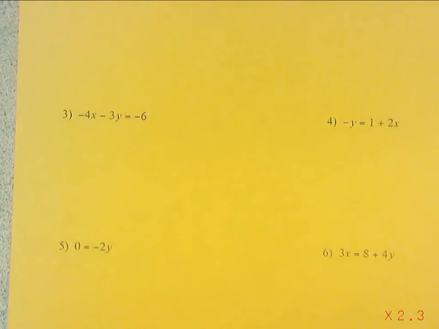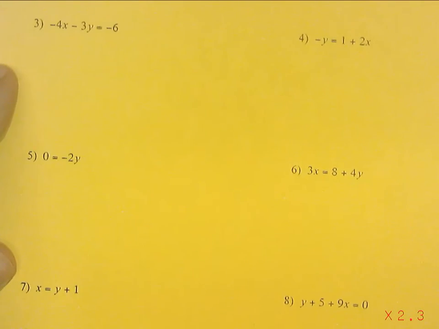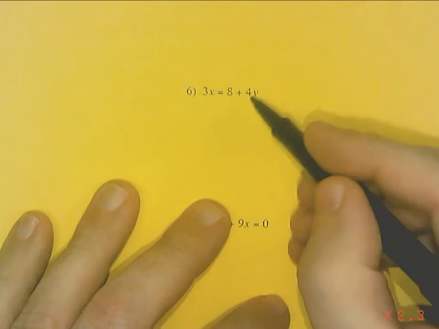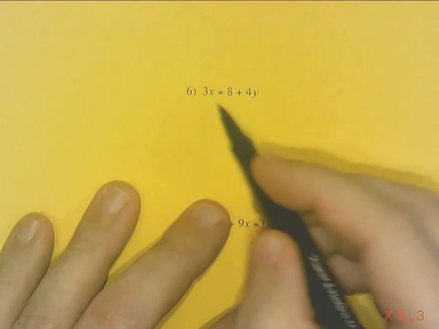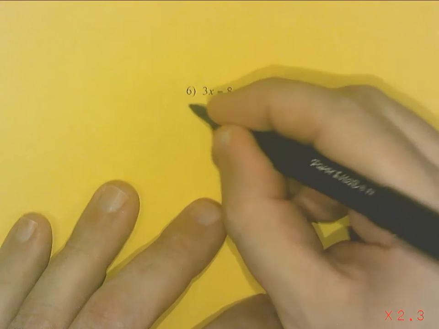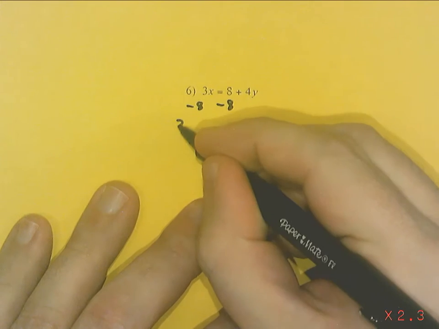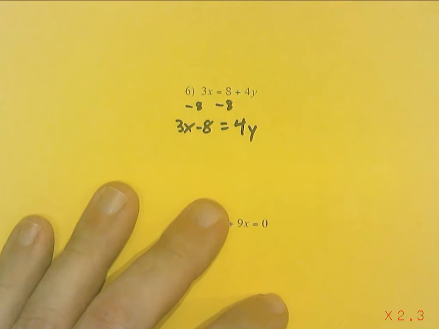Looking at this worksheet, again, we're trying to get the y by itself. On this worksheet, they're a little bit bigger problems. Let's look at this one. So I have 8 plus 4y. So there's 2 terms next to the y. I'm going to start by getting rid of the 8. So I add minus 8 to each side. Gives me 3x minus 8 is equal to 4y.